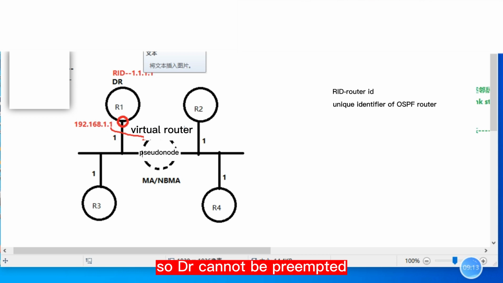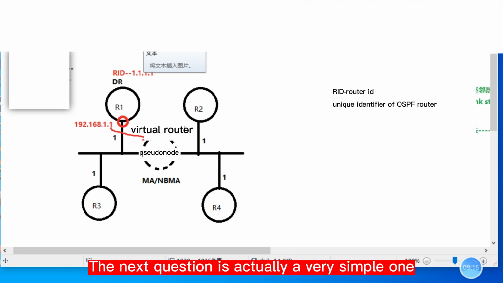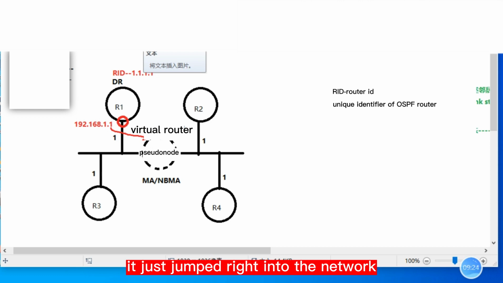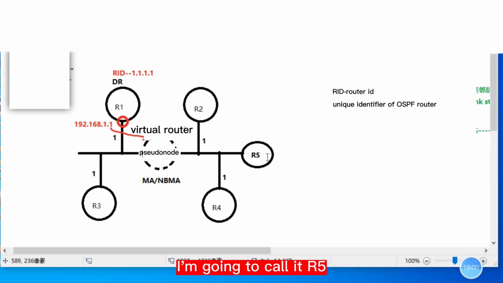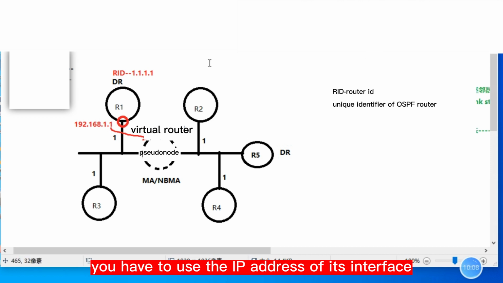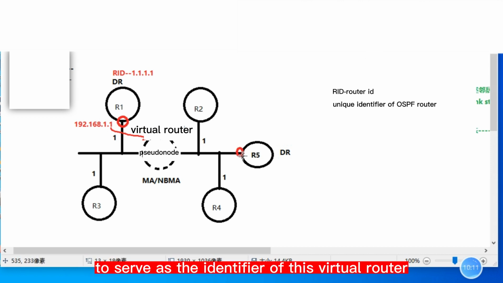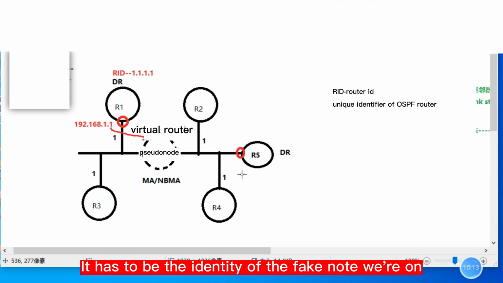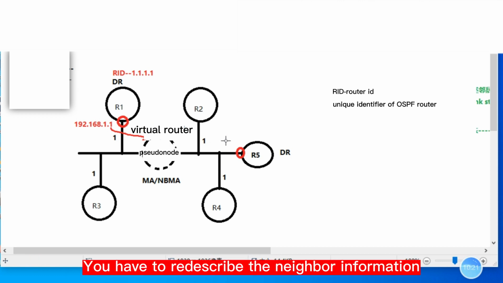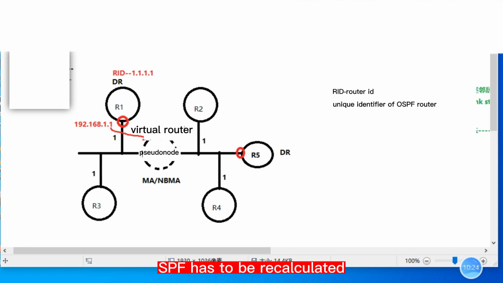So why can't the DR be preempted? The next question is actually a very simple one. Let's say I have a new router that just jumped into the network. I'm going to call it R5. Then it became the DR. Once it became the DR, you have to use the IP address of its interface as the identifier of this virtual router. It has to be the identity of the pseudo-node we're on. So for other routers, you have to redescribe the neighbor information, and SPF has to be recalculated.